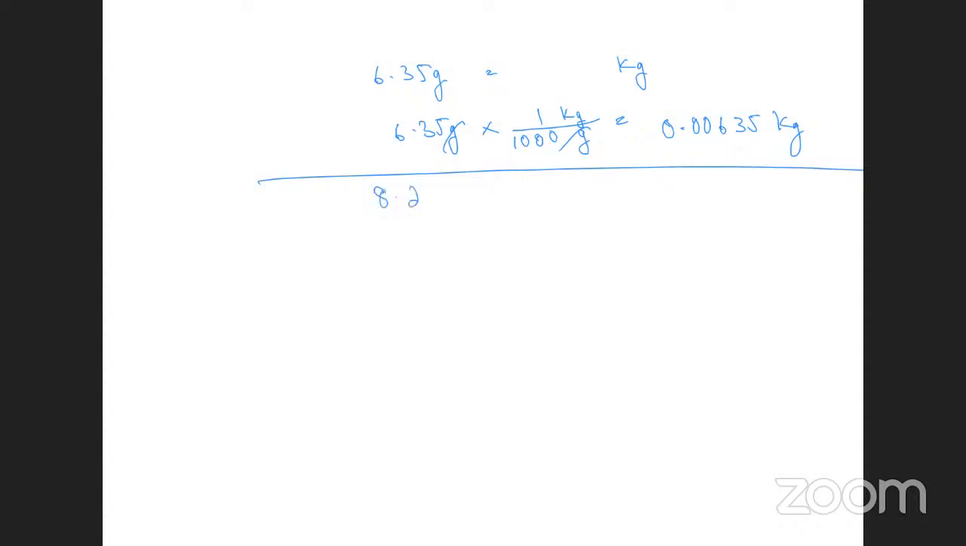Next, 8.245 liters in milliliters. 8.245 liters times milliliters at the top, liters at the bottom. 1,000 milliliters means 1 liter. So you get 8245 milliliters. All right.